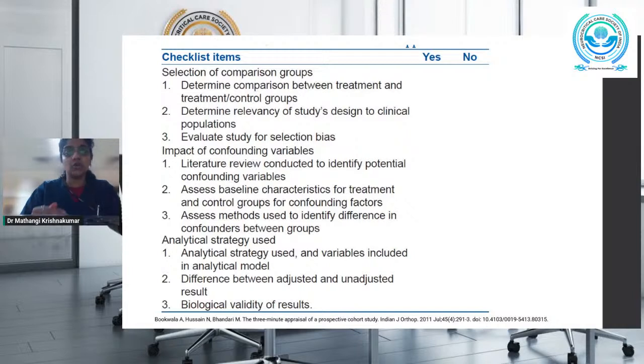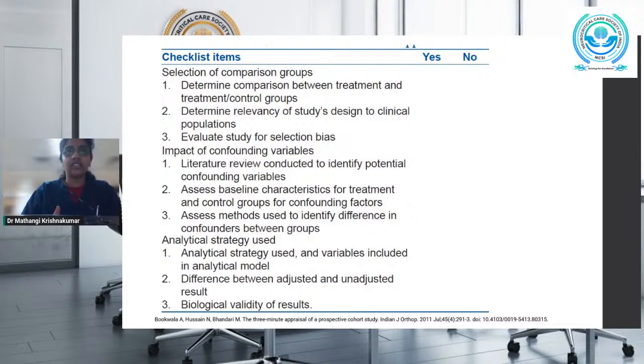The next is to look at the impact of confounding variables. Whenever we look at a clinical outcome, it's very important to understand confounding variables. So the literature review conducted, and what is the hypothesis, the basis of the hypothesis should have been defined in the article, and we need to assess the baseline characteristics of both the groups, and you need to look at the methods used to identify the differences.